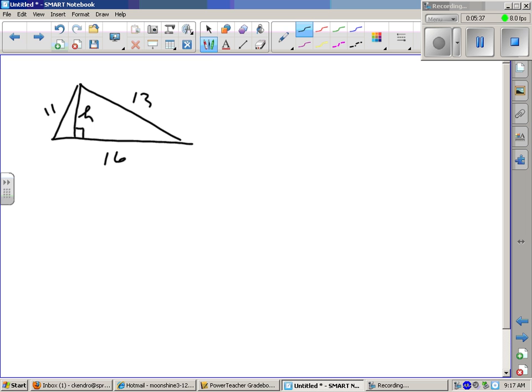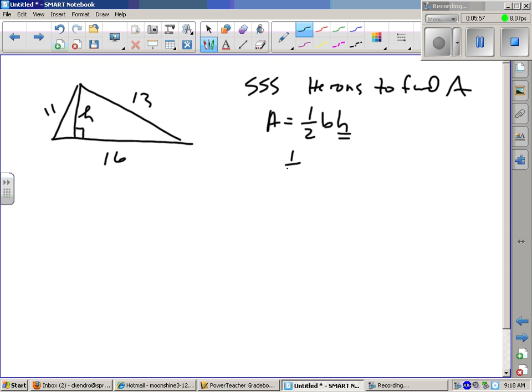Well, we have side, side, side, so that means I'm going to use Heron's formula to find the area. But then our area formula, that doesn't give us the height, but we do have an area formula as 1/2 base times height. If I can use 16 as my base, and then I can figure out the height from Heron's formula, then we can figure this out.